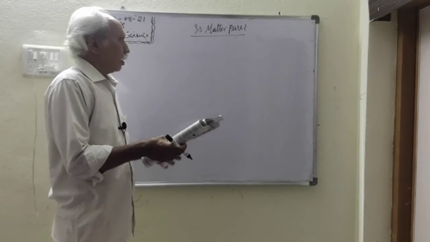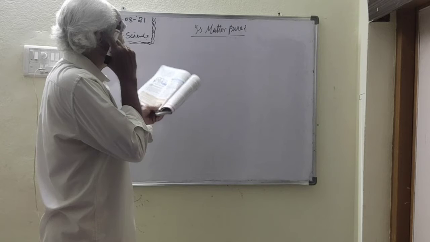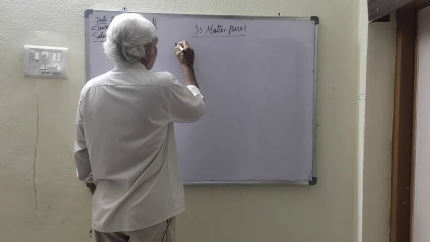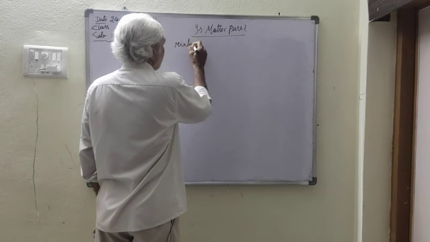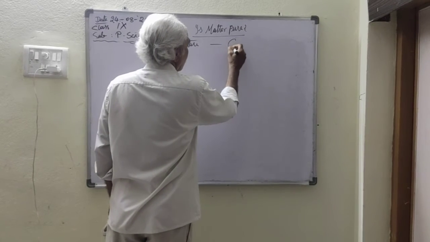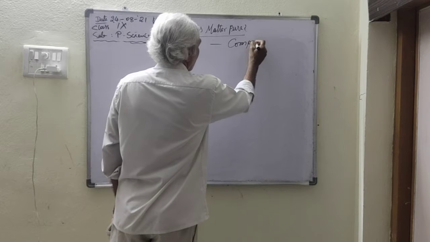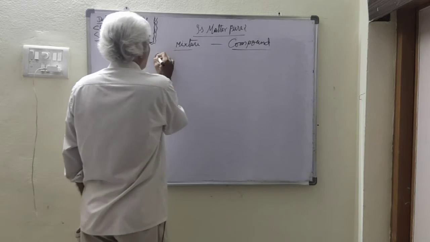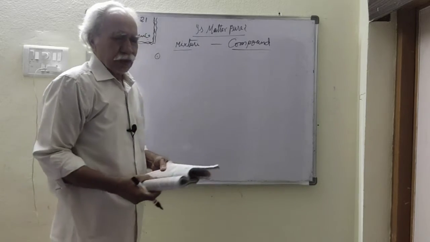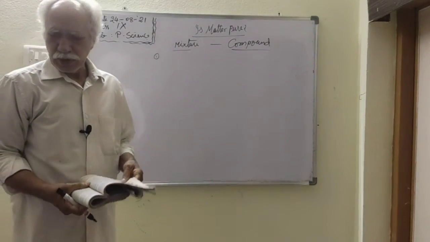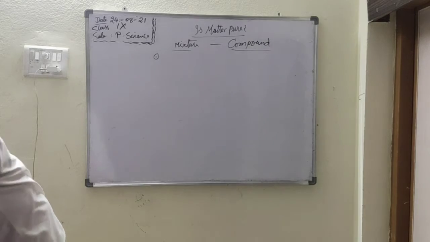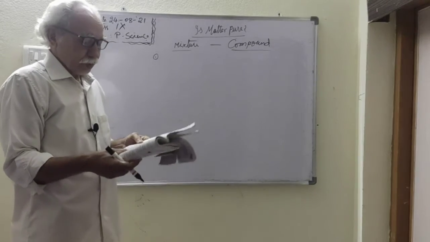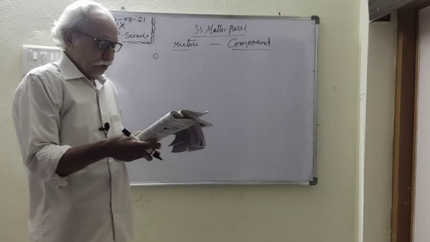Today we are going to learn under this matter view. There is a difference between mixture and compound. So under mixture, what is it saying? The components are mixed together without any chemical reaction.